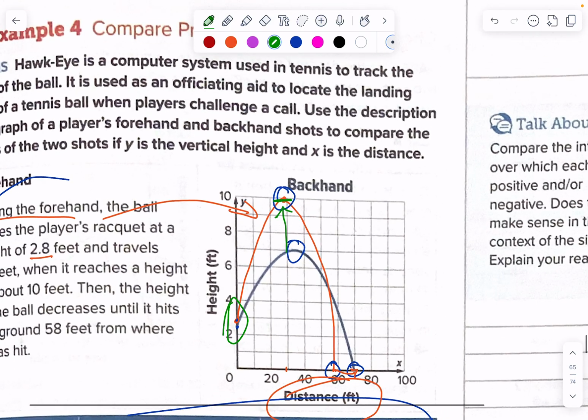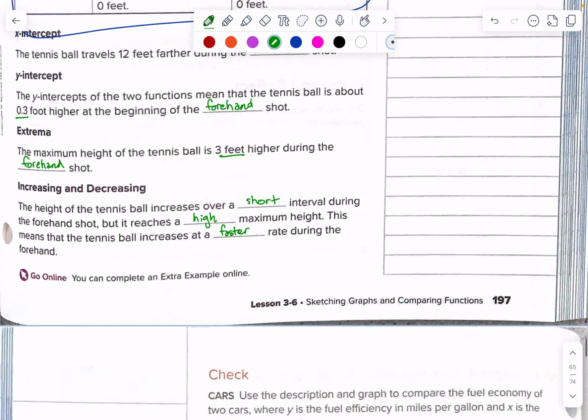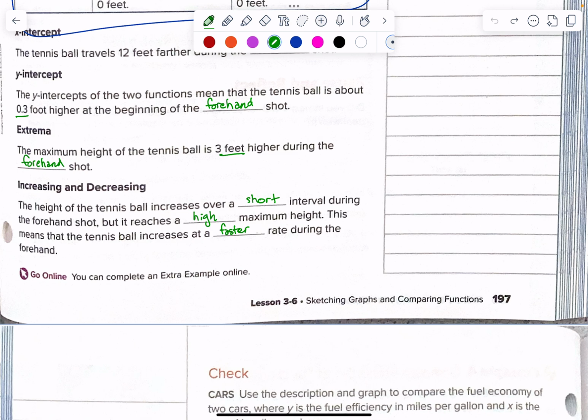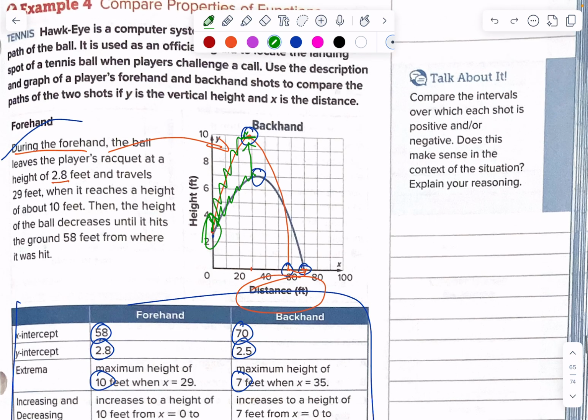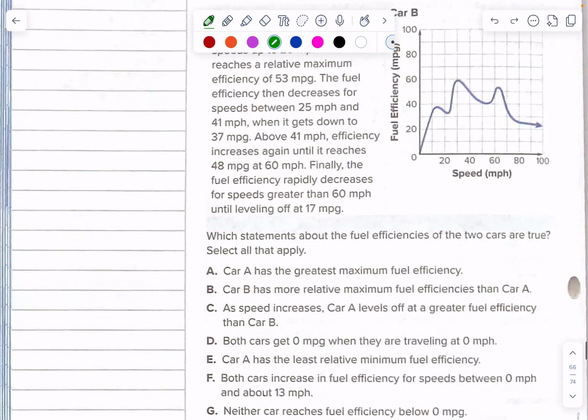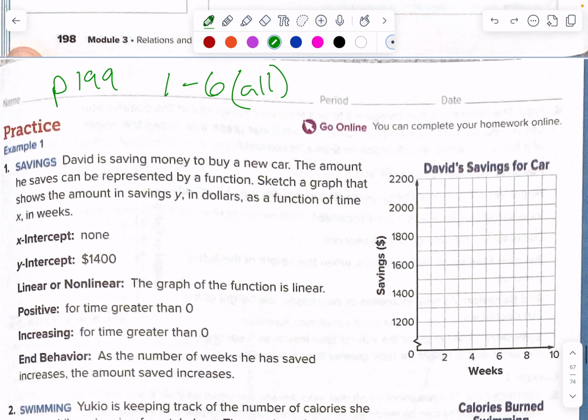Like here, this is increasing at a faster rate than it is here because we have higher to go up in the air. Again, I don't know if those were exactly the right words, but that's the general idea. So again, you're just using this information to either graph functions or pull information from these, and that is it. Do 1 through 6 all.